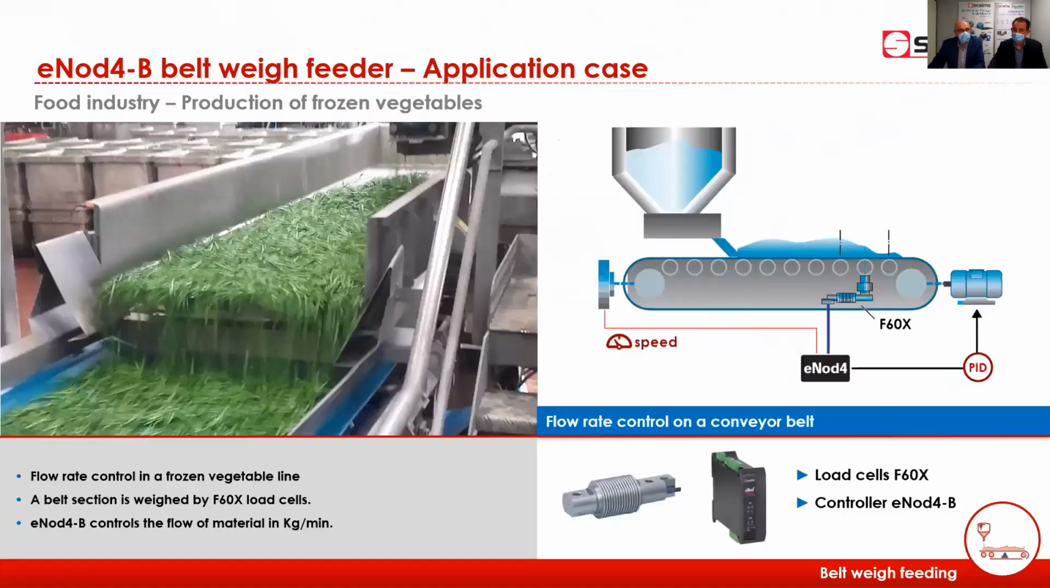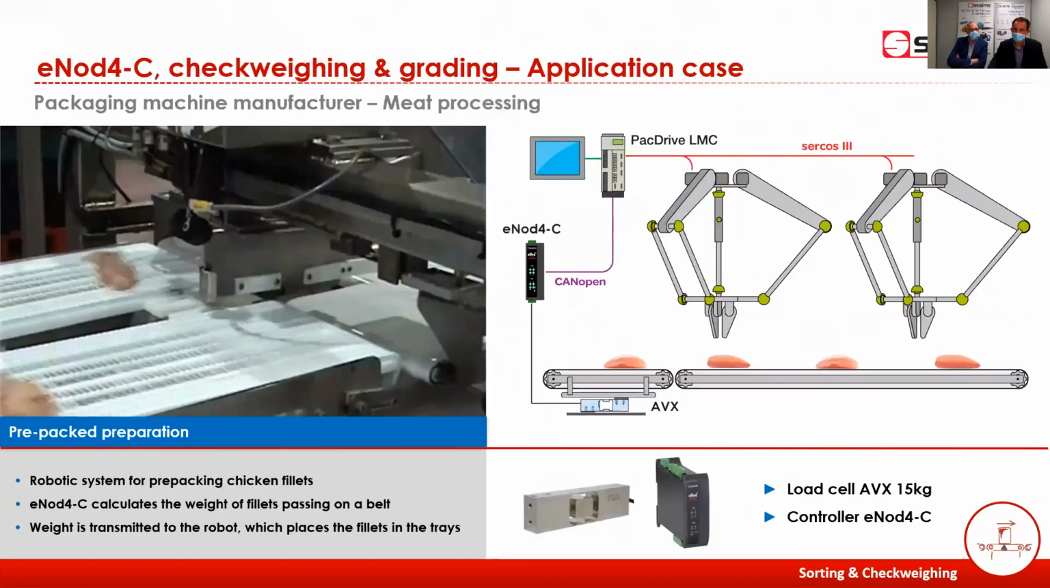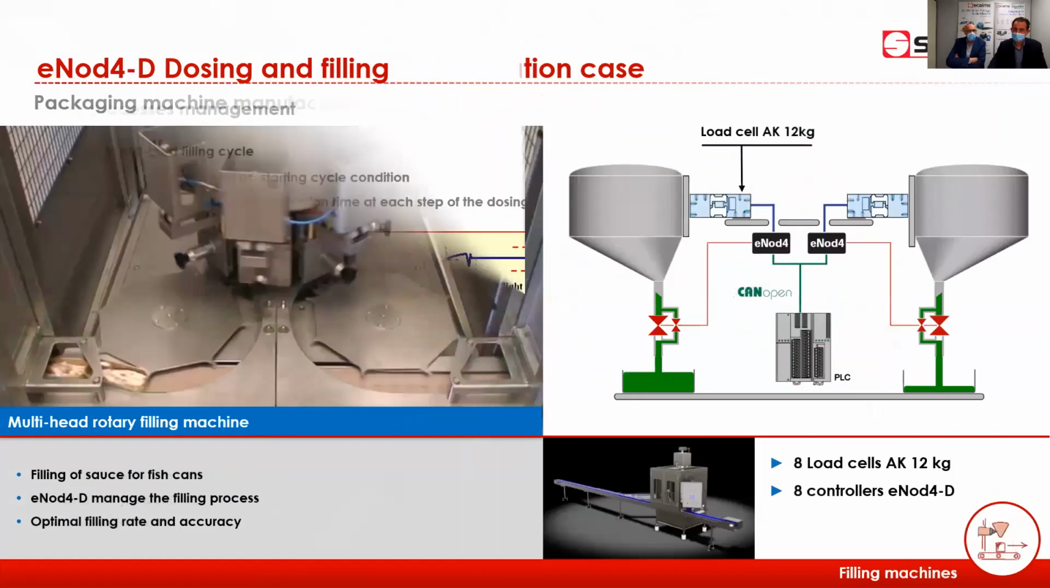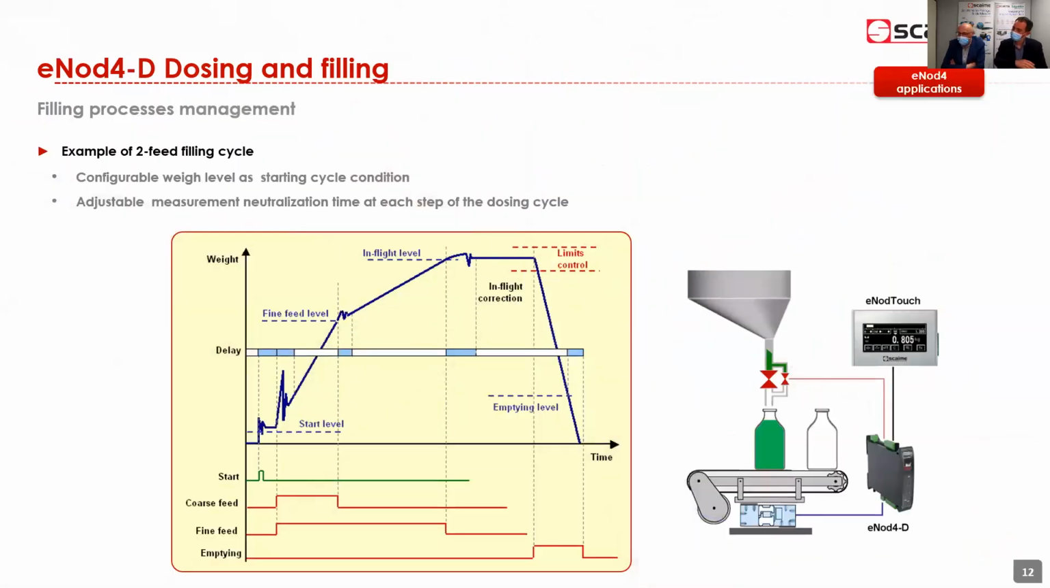Maybe I can go back to eNod4D. It's a question about eNod4D. So, the configuration of filling speed is often linked to the type of product, and to the speed and the accuracy we would like to reach. For example, for liquid, we have spoken about liquid filling.